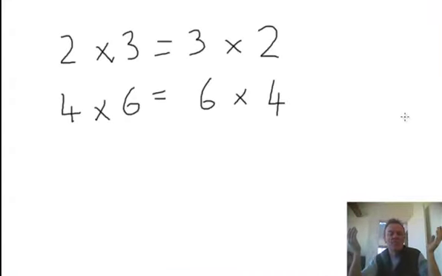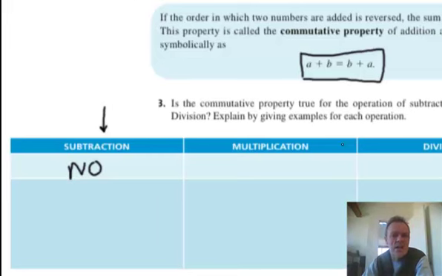Look at that. 2 times 3 is 6. 3 times 2 is 6. Doesn't matter. 4 times 6 is 24. 6 times 4 is 24. So yes, that's okay. We have multiplication. Yep, that's going to work. How about division? Last page over here.